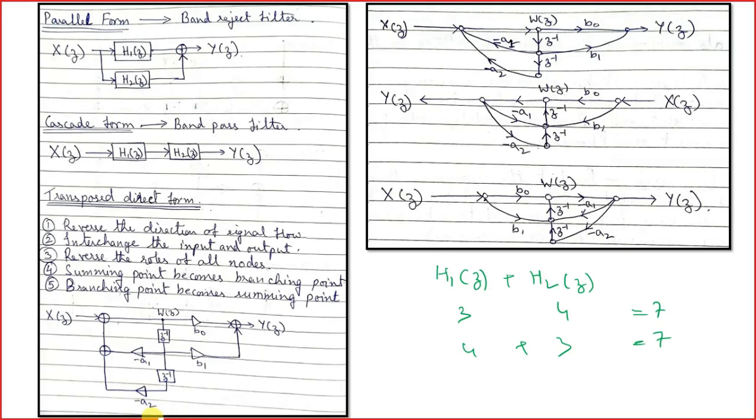Okay, sir. Is it the same for cascade form also? Cascade form also, I told them, has this commutative property. So H1Z multiplied by H2Z is equal to H2Z multiplied by H1Z. Four multiplied by 3 is 12, 3 multiplied by 4 is 12. So the output will not change. Whether you take the first one as low pass filter or the second one as low pass filter, it doesn't matter.